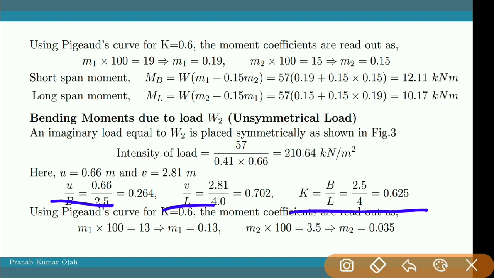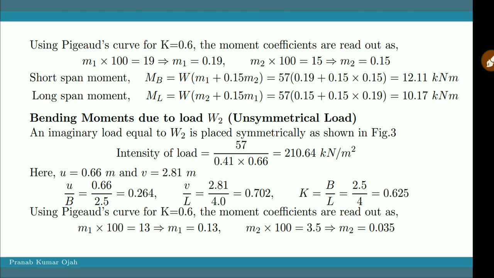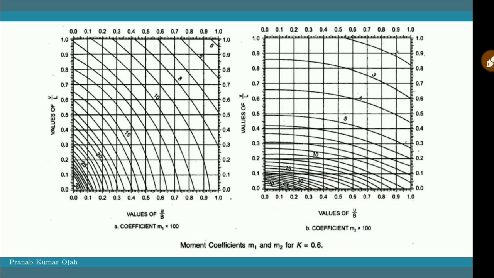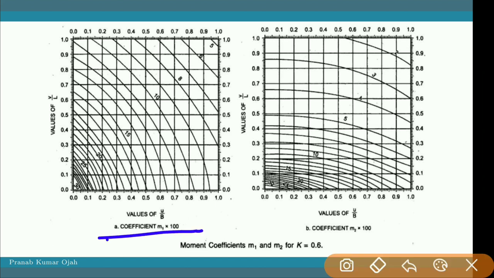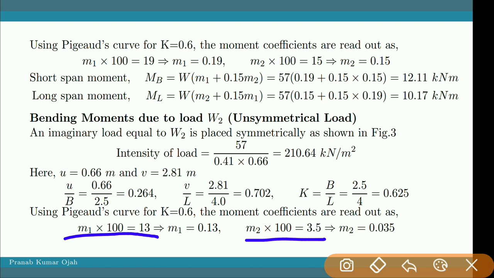Then I will use Pigeaud's curve. How to use Pigeaud's curve? Already we have discussed when we calculated the bending moment for the load W1. This is the Pigeaud's curve for K equal to 0.6, the same curve we used for load W1. I have the values of U by B, V by L. So the value of M1 into 100 and M2 into 100 I will get from the curve. From the curve, M1 into 100 is 13 and M2 into 100 is 3.5. So the corresponding values of M1 and M2 I will get.